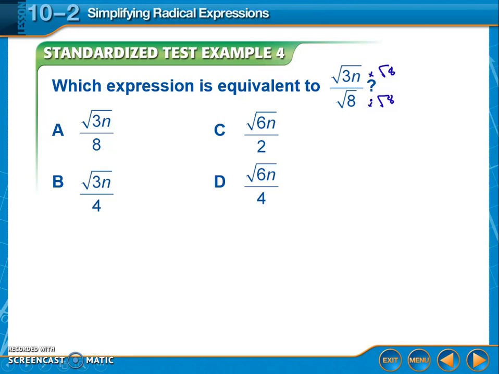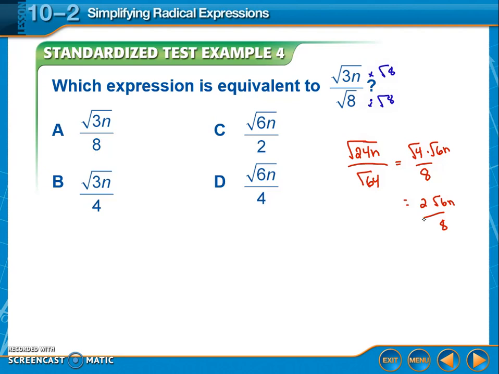So this becomes, on the top, 8 times 3n becomes the square root of 24n. And then on the bottom, it becomes the square root of 64, which we know the square root of 64 is 8. So on the top, I'm looking at 24, and I'm asking myself which perfect squares come out, and we can say 4. So I can say that's the same thing as the square root of 4 times the square root of 6n. So square root of 4 is 2, so we get 2 square root 6n over 8.